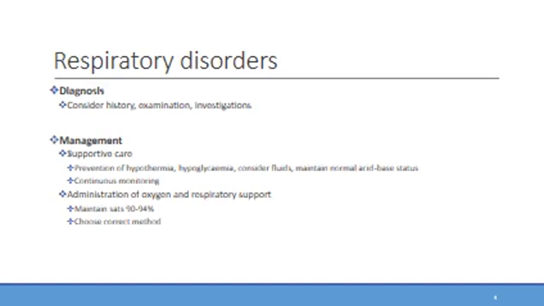Continuous monitoring, especially of the oxygen saturation of the baby, should continue, and increased requirements of oxygen should be reported to the doctor. Administration of oxygen and respiratory support will depend on the severity and the cause of the disorder, and the correct method needs to be chosen to best support the specific infant. Saturation should be maintained between 90 and 94%, and hypoxia and hyperoxia should be prevented.